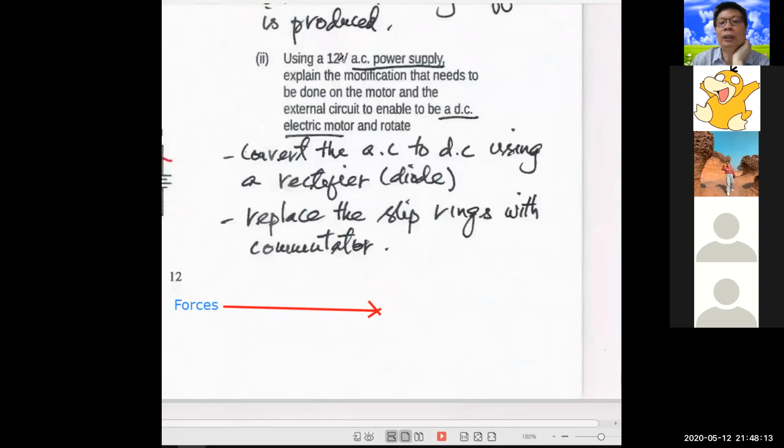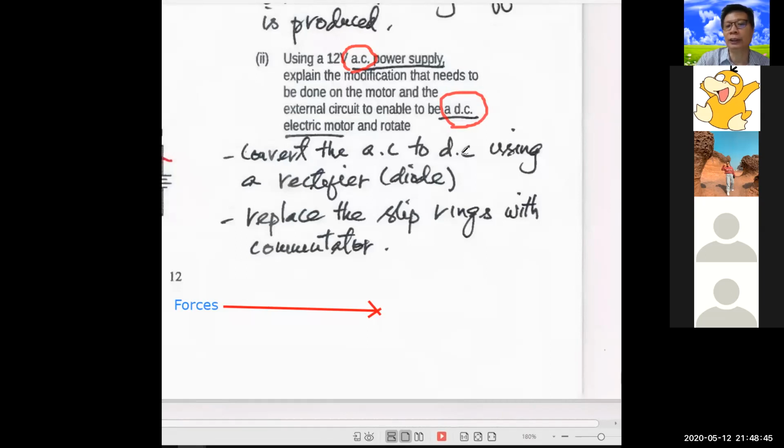Using a 12-volt AC power supply, must use the alternating current power supply. Explain the modification that needs to be done on the motor and the external circuit to enable it to be a DC electric motor and rotate. Okay, now, there are some problems there. They don't allow you to change the battery. They say must use the AC. You want to make AC to DC, cannot change, but how to use? Converter.